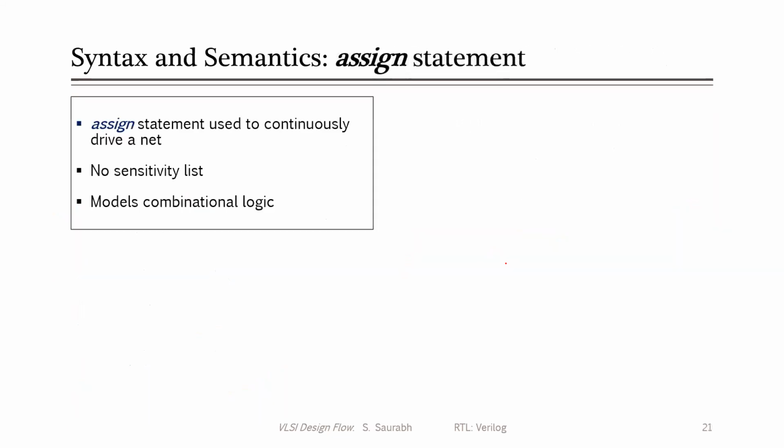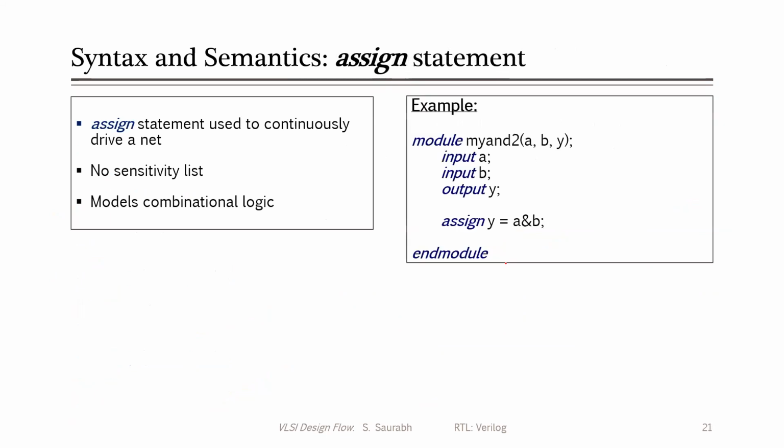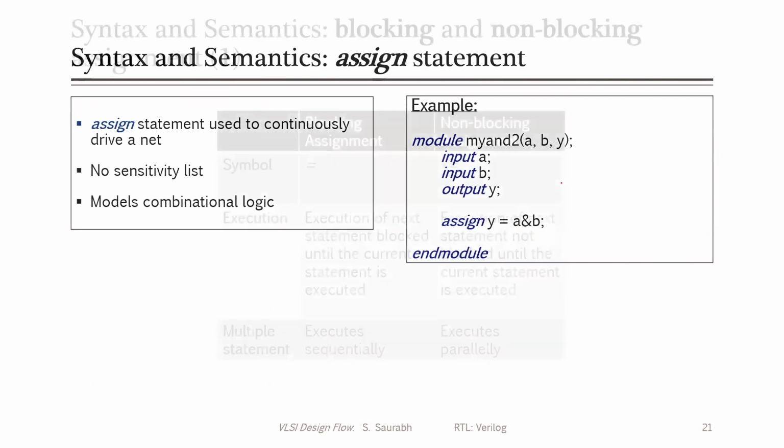Okay, now there is a statement in Verilog known as the assign statement. This assign statement is used to continuously drive a net. Y is a net. It is not declared as a wire, but for a port it will be implicitly declared as a wire. There is no sensitivity list, and it models a combinational circuit.